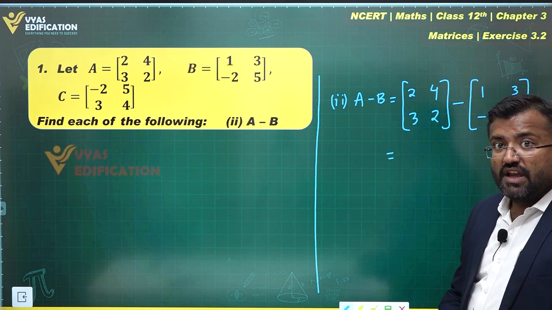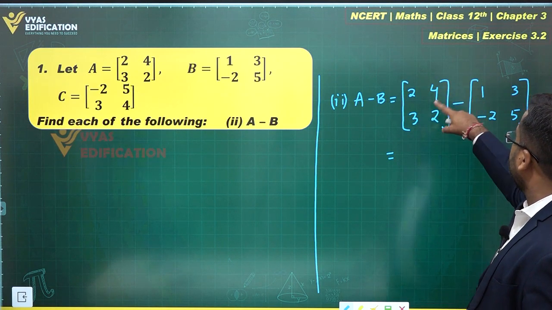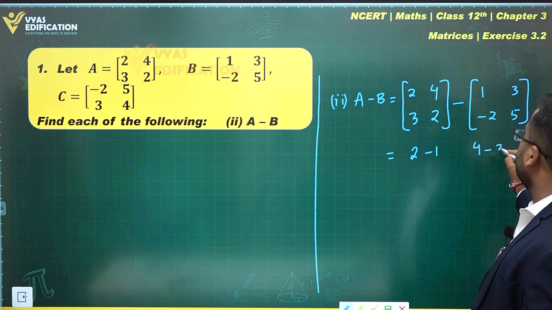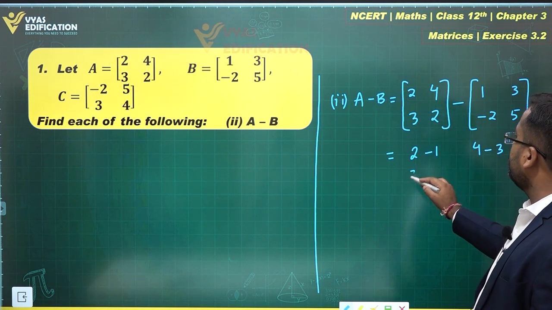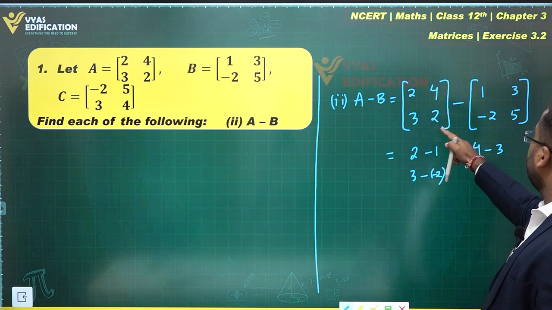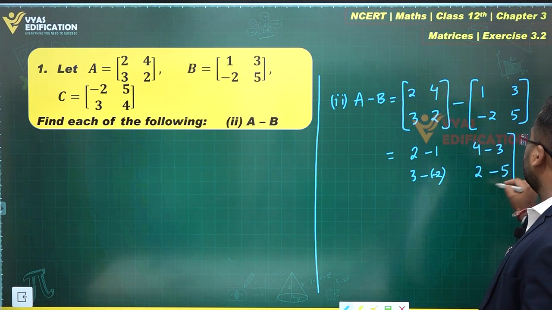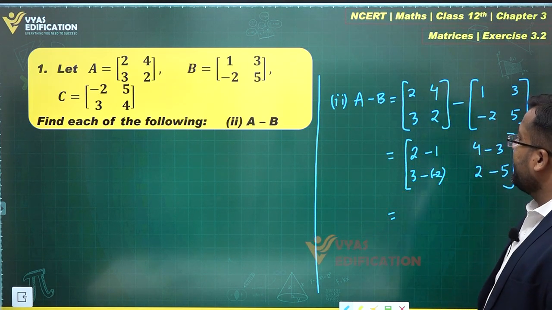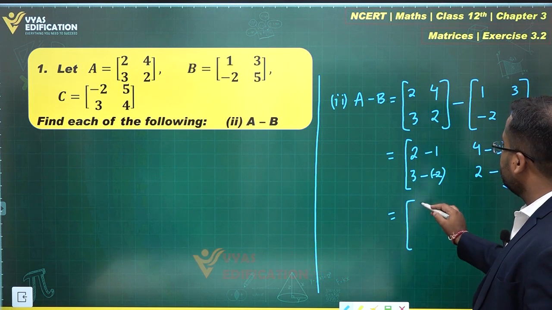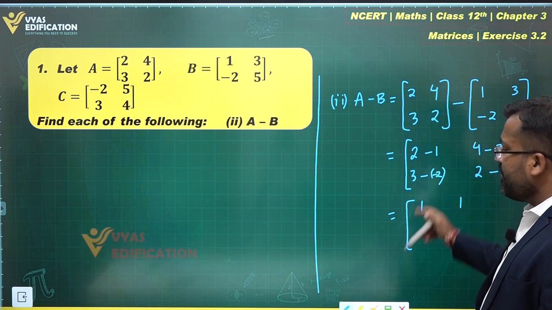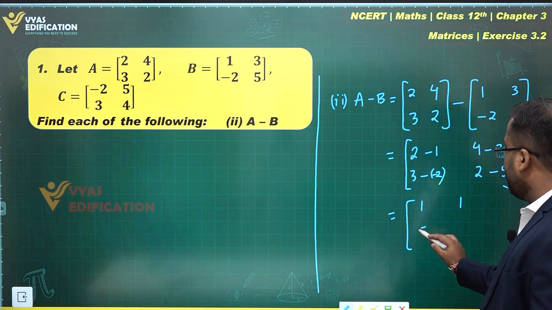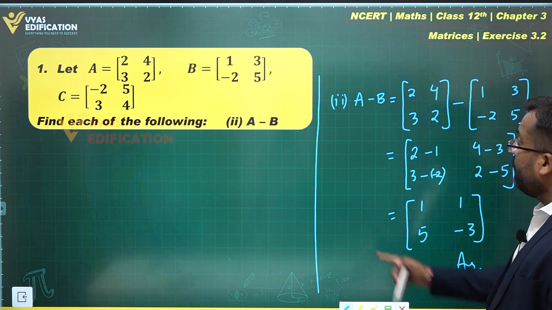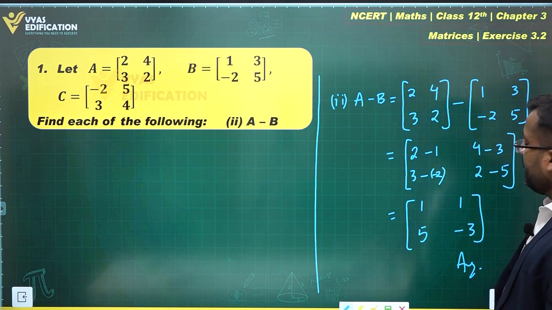Subtracting is possible by subtracting the corresponding elements. 2 minus 1 is what I get here, 4 minus 3 here, 3 minus minus 2 here, and 2 minus 5 here. This is the difference of A and B. This is A minus B. What is this simplifying into? 4 minus 3 is 1. 3 minus minus 2, 3 plus 2, is 5. 2 minus 5 is minus 3. And yes, this is my answer for A minus B, as you can see here.